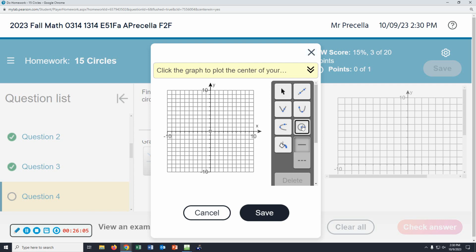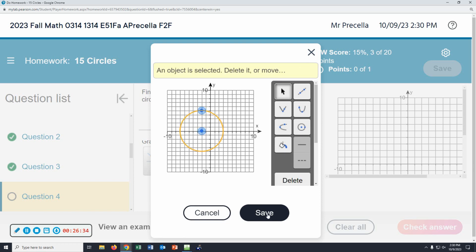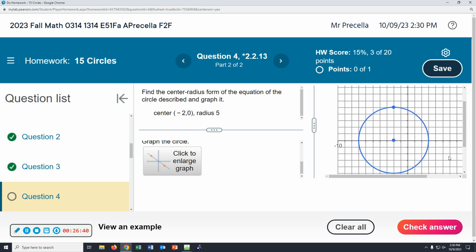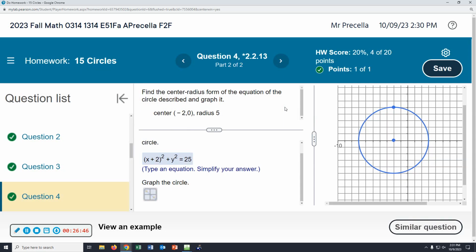So we click the circle tool, we plot the center. Is that the point I wanted? And then the radius was how much? 5. Let's count up 5 units. So we're at 0, we're going up 5. Oops. Is that it? Yes. Save it. Saving it transfers it back to the original grid. Check answer. Pretty painless, right?